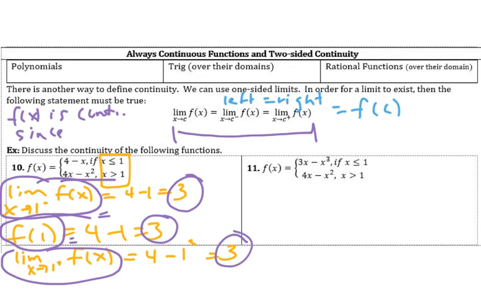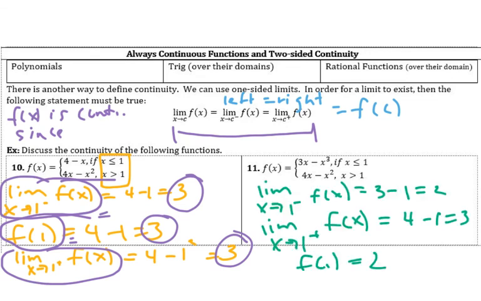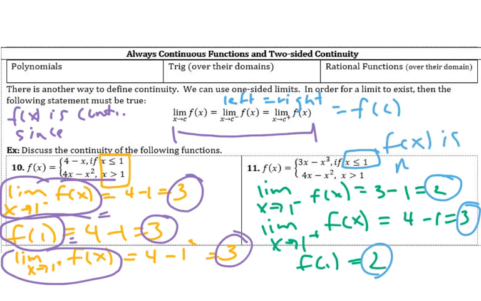We're going to go through that same process for number 11. So the value of interest on number 11, again, is 1. So we're going to look at the left limit, the right limit, and the value of the function at 1. So here, the limit from the left is 2, which means the value of the function is 2, since that's where it is actually defined for 1. But the limit from the right is 3, so 2 is not the same as 3, therefore f of x is not continuous because the left and the right limit are not the same.